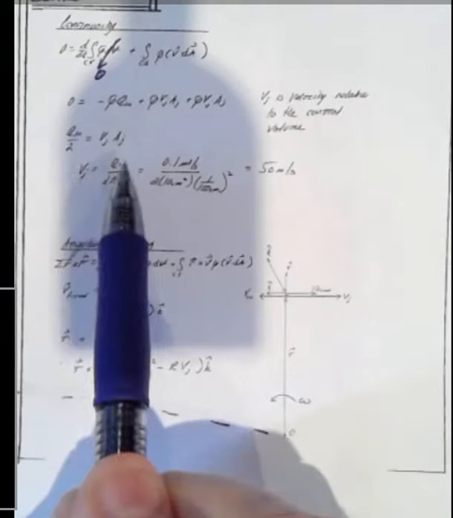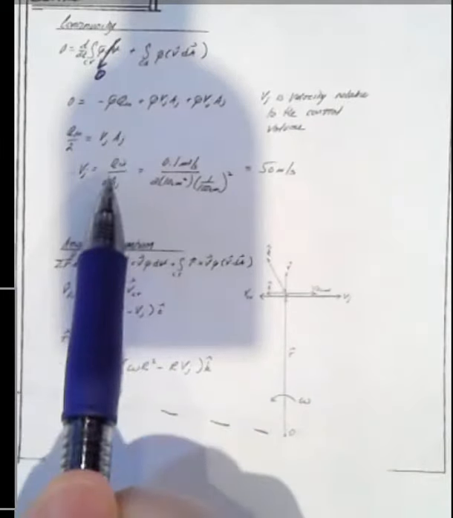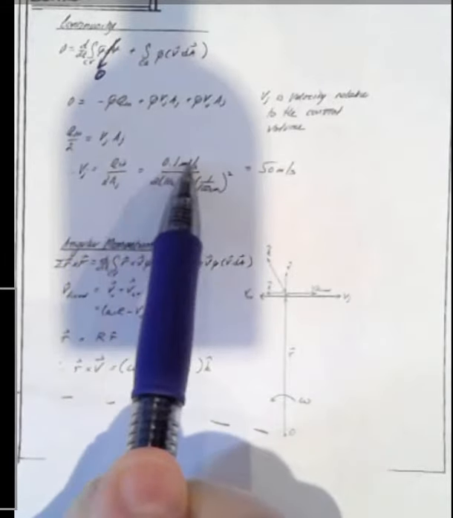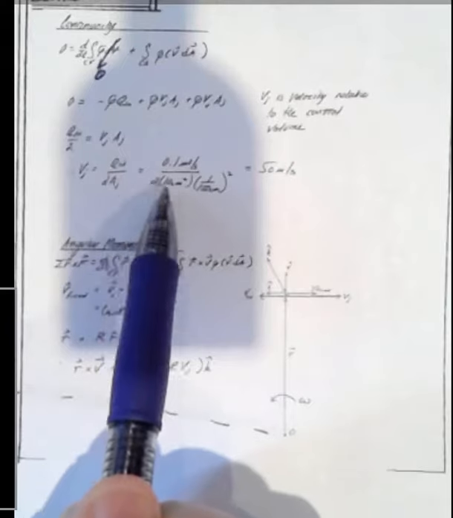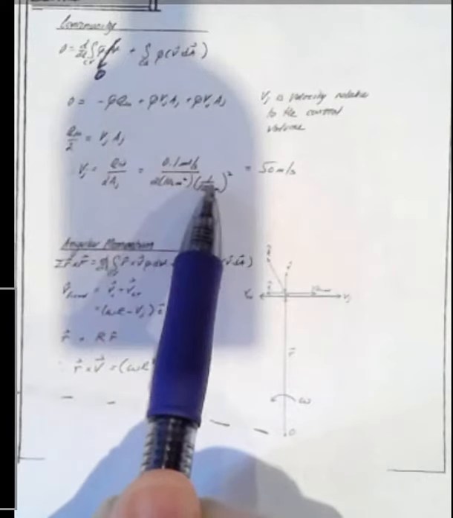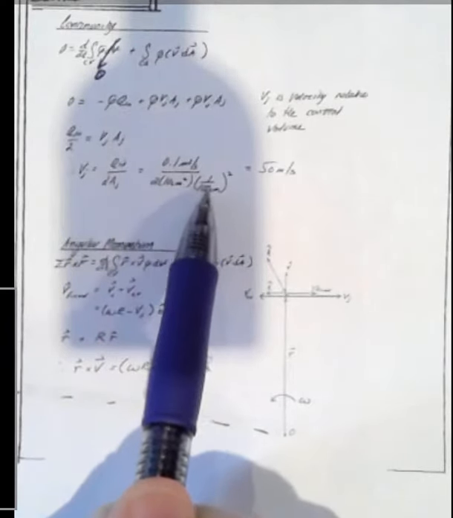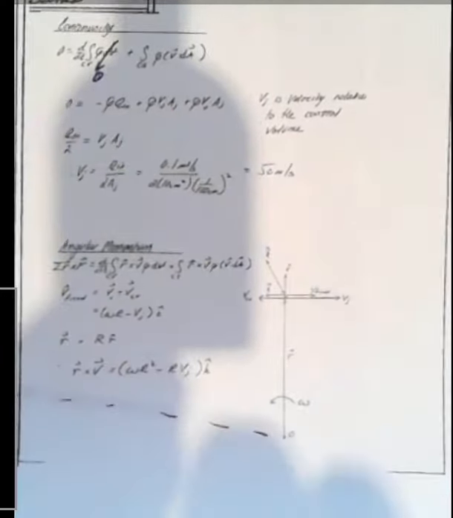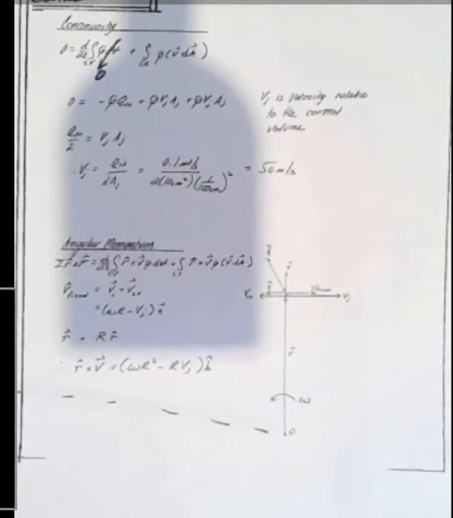And the velocity of the jet is therefore Q in over 2 area jet, which is 0.1 meters cubed per second divided by 2 times 10 centimeters squared times 1 over 100 centimeters squared, and the result is 50 meters per second, which is actually a pretty substantial velocity. I wouldn't want to put my face in front of that.